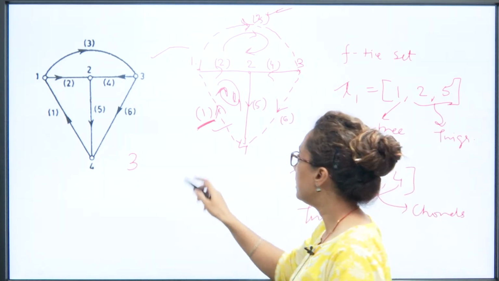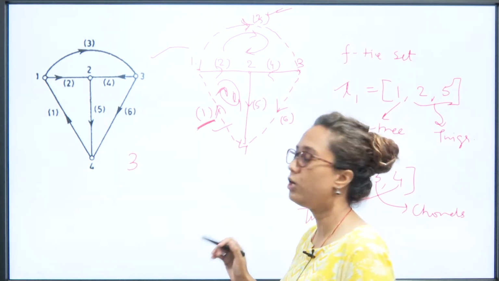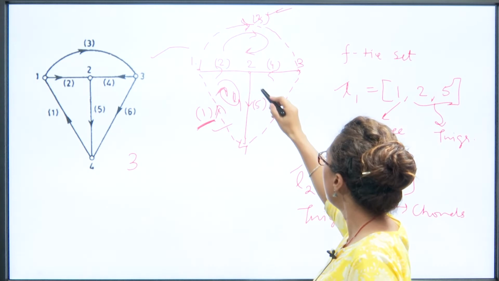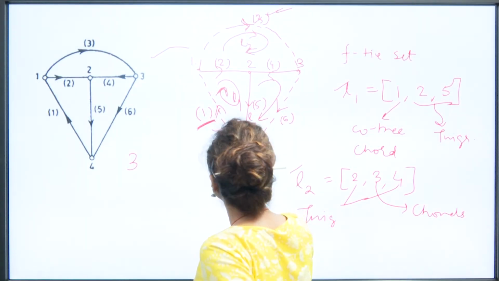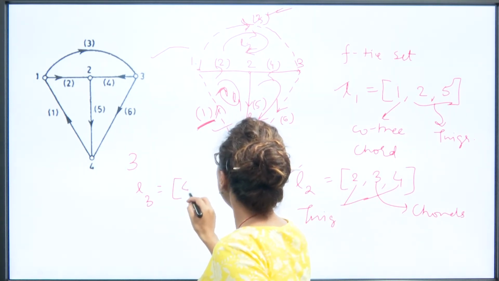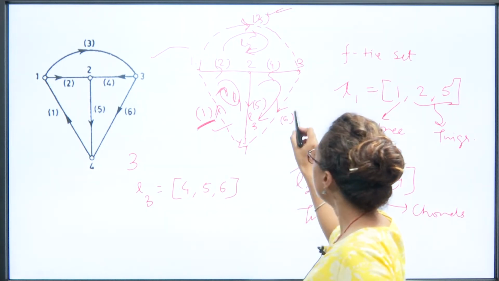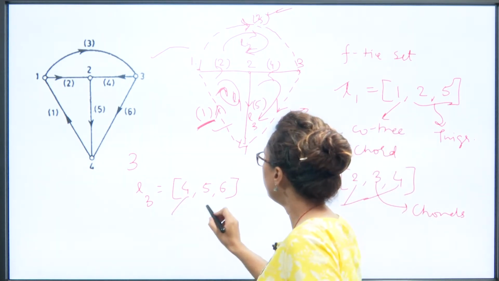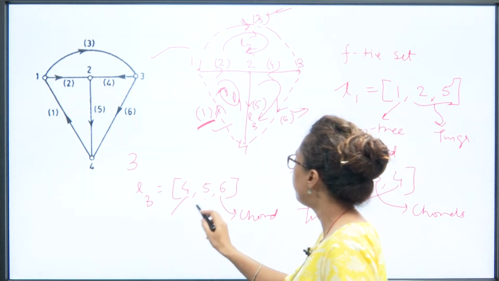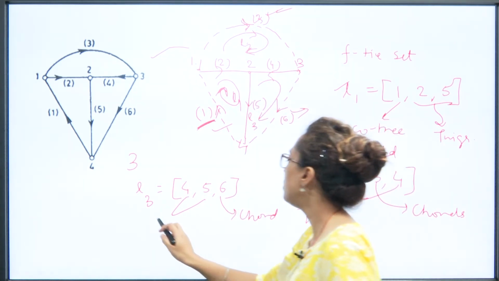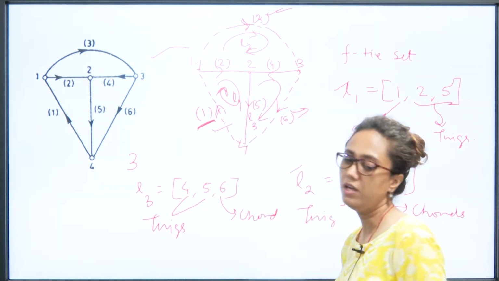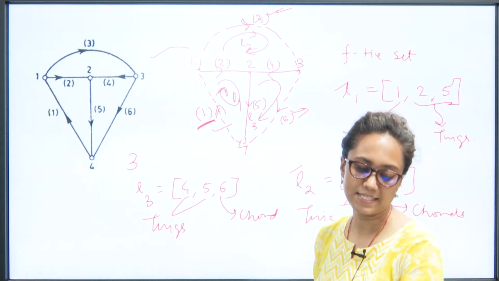According to the previous slide, there are 3 fundamental loops. These 2 loops have been completed. See, there is one loop left, which is this one. This loop contains branches 4, 5 and 6. This is loop number 3. So loop number 3 contains the branches 4, 5 and 6, right? The 6th branch is the chord, and the 4th and 5th branches are shown by solid lines. These are the tree branches, which are the twigs, right? So this is how we go for the fundamental tie sets, right?